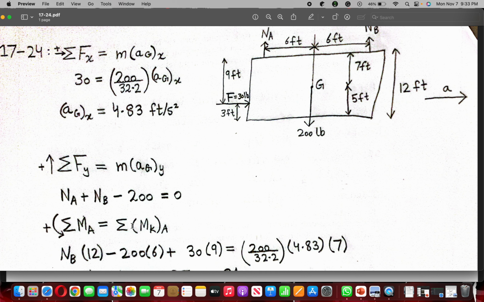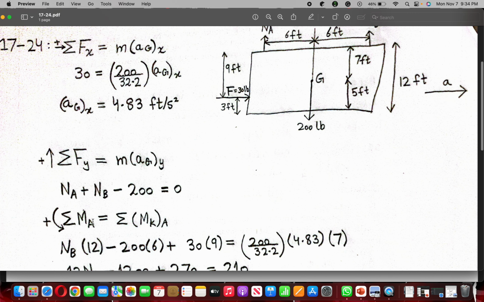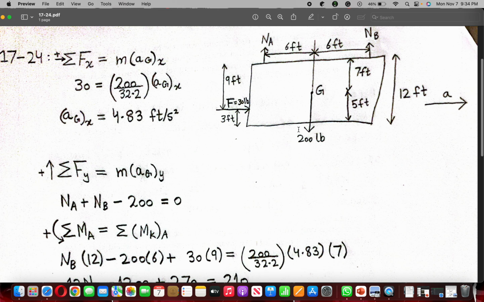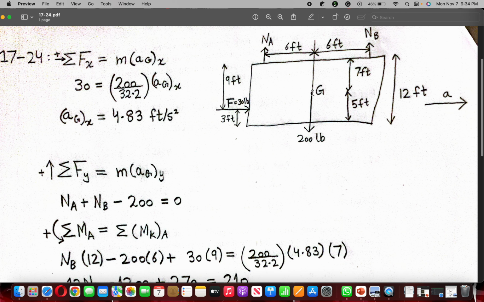the moment of inertia. So we find the moment at A, which is Nb multiplied by 12, which is the horizontal distance of B from point A, and as B is acting vertically, we find the horizontal distance, which is 12, and the same for G, which is acting in a vertical direction, so we find the horizontal distance. And for the force over here, it is in the horizontal direction, so we find the vertical distance, which is 9, and we multiply with the force.